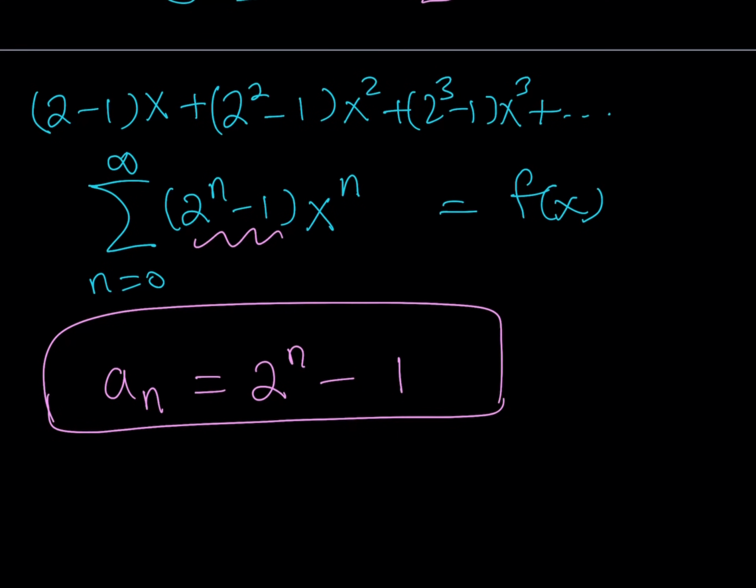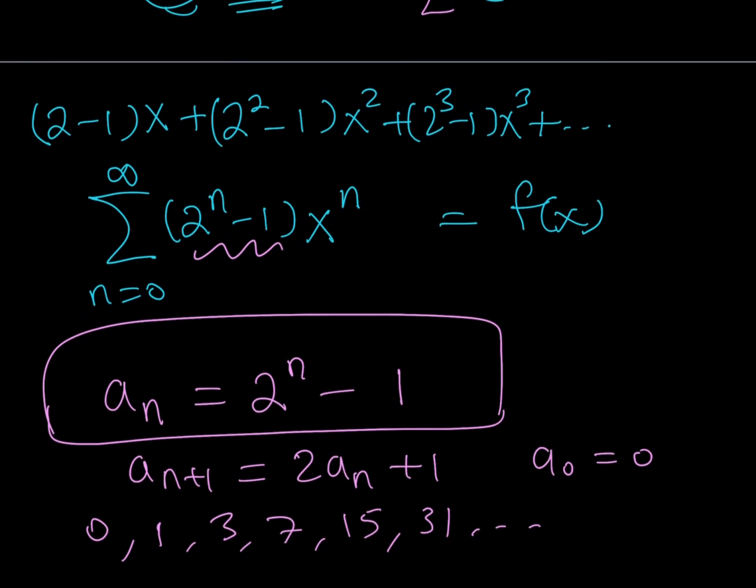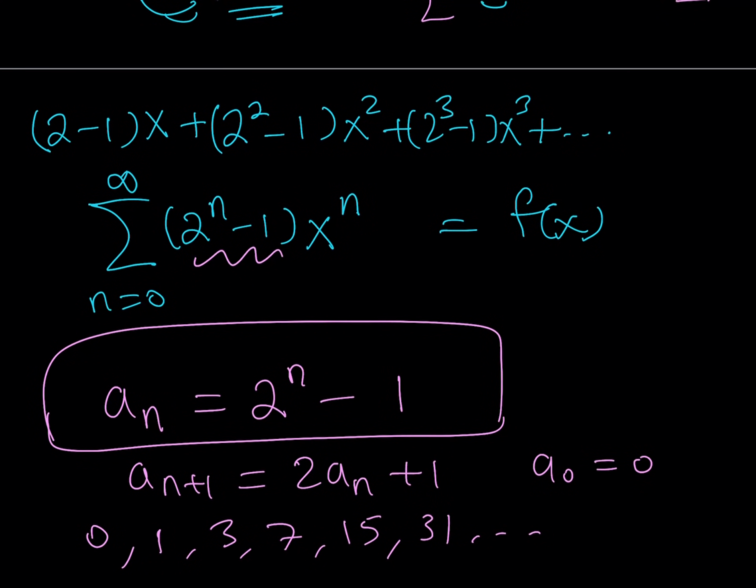So if you remember, our original problem said that a sub n plus 1 can be written as 2a sub n plus 1, and a0 was equal to 0. So we start with 0, double and add 1, that gives us 1, double and add 1, that gives us 3, and then 7, and then 15, and then 31, and so on and so forth. And if you look at all these terms of the sequence, you're going to notice that they are all 1 less than a power of 2.